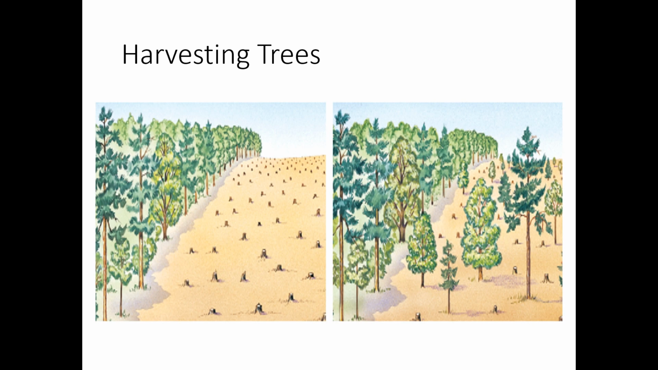And I'll just kind of jump to this picture. This is clear cutting, where it's just as the word sounds. You just clear cut everything. You just cut all these trees down. Selective cutting is where you just choose the trees that are large enough and ready to be cut down, and you leave the smaller trees that aren't quite ready to be cut down yet.